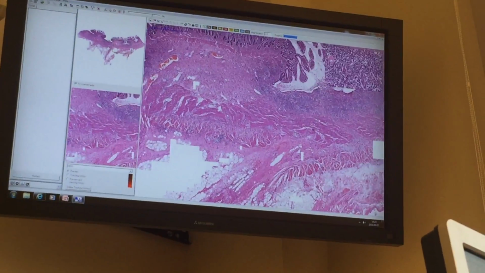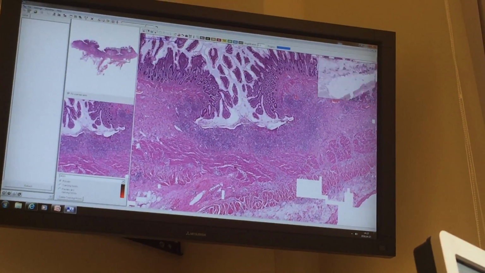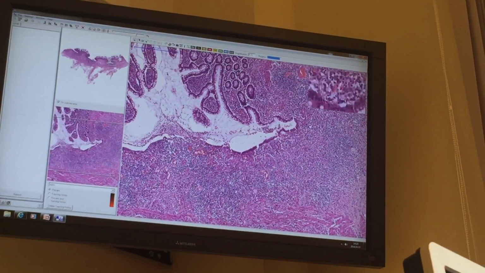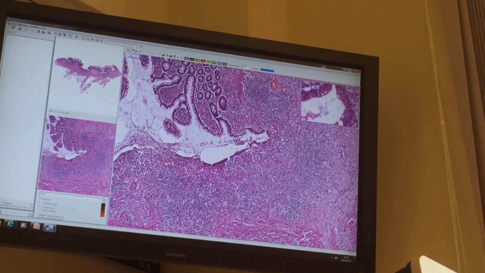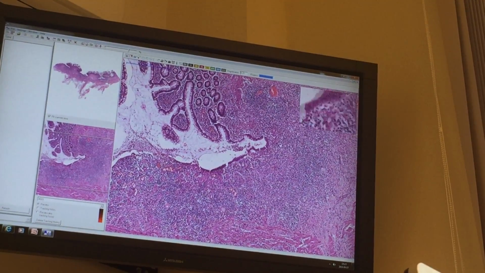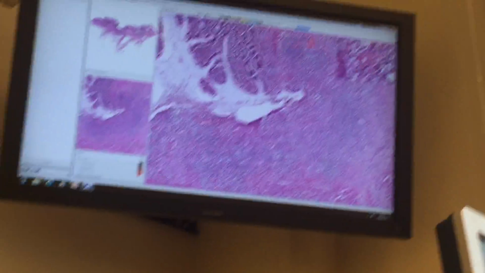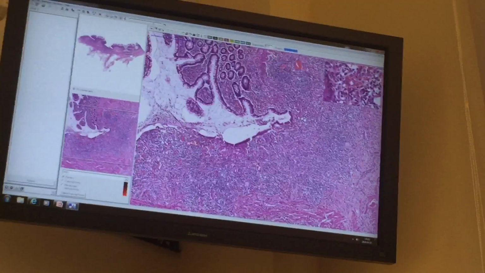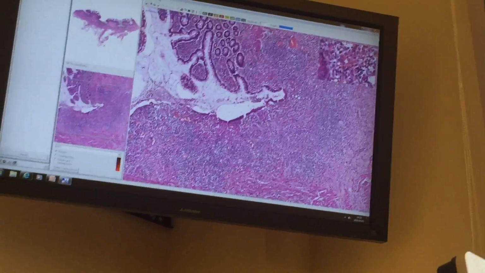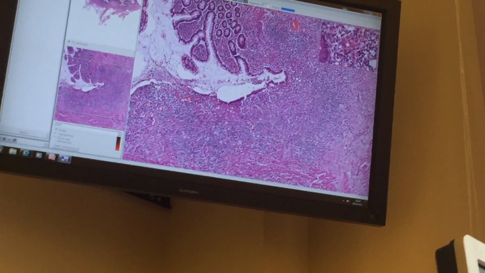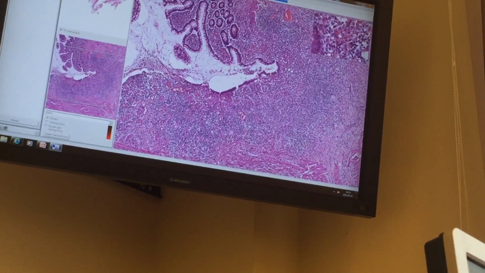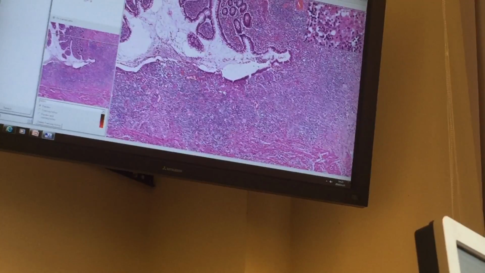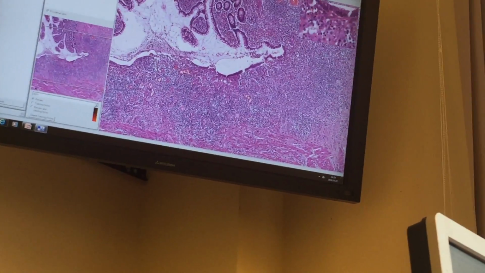Sometimes when it starts healing, you can see that the inflammation is not so dominant. On the surface, you can see one layer of epithelium. So it's a sign of regeneration. It's trying to heal. The surface will be covered with one layer of epithelium, but below, the inflammation can still be going on and it can be ulcerated again.